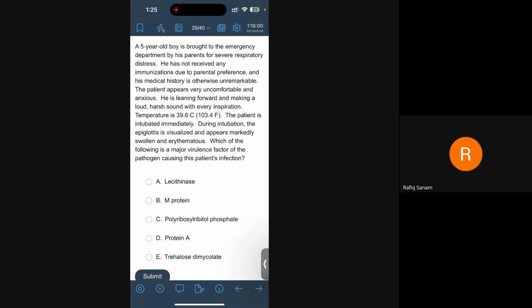Epiglottitis. Yes, epiglottitis is the diagnosis here. Why is the patient leaning forward? This position is called the tripod position. The loud harsh sound is stridor, inspiratory stridor. The epiglottis is swollen, and the patient did not receive immunization. That's why the infection is due to Haemophilus influenzae.